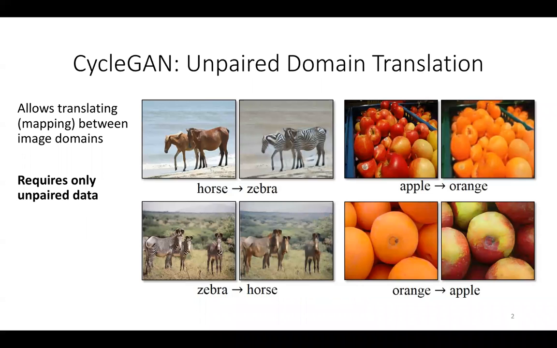The inspiration for our work comes from the famous Cycle-GAN model, which learns a two-way mapping between image domains, such as between horses and zebras. Through a cycle consistency constraint, Cycle-GAN learns a domain translation model from unpaired images alone, greatly simplifying data requirements.